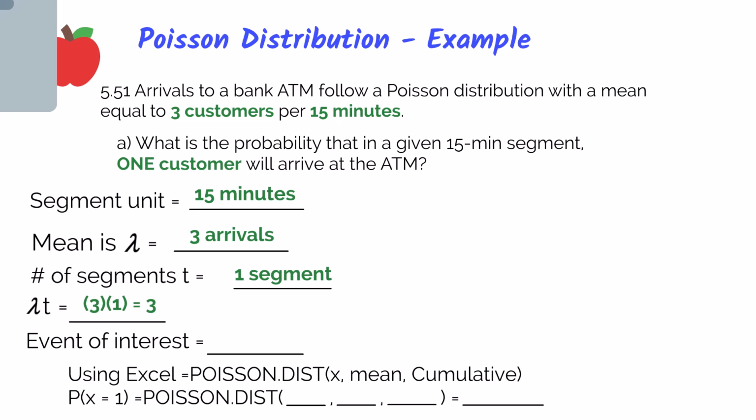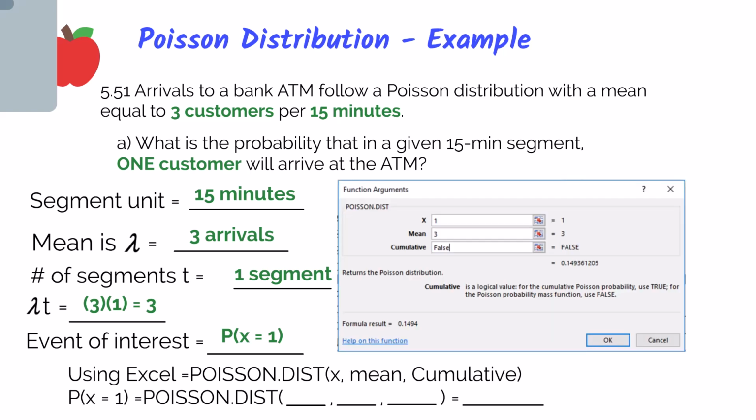You might be thinking that's kind of confusing, because we have a mean in our story, which is our lambda, but we also have our lambda times t, which is the mean used for Excel. So our event of interest here is the probability that x equals 1, or 1 customer comes to the ATM. We're going to use Excel here. Here are the function inputs. We'll plug in 1 for x, 3 for the mean, and false for cumulative since we're looking for an exact probability value. And we get 0.1493.